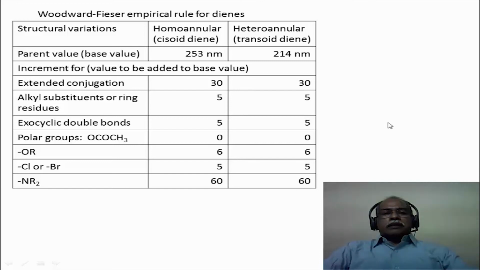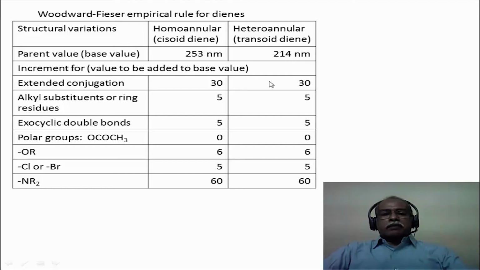Now what is done is an empirical rule, an additive rule, is being devised. This is called the Woodward-Fieser empirical rule for dienes. This is a structural variation that can take place, and for a homoannular cisoid diene, the base value is taken as 253 nanometer. For a heteroannular transoid diene, the base value is taken as 214 nanometer.